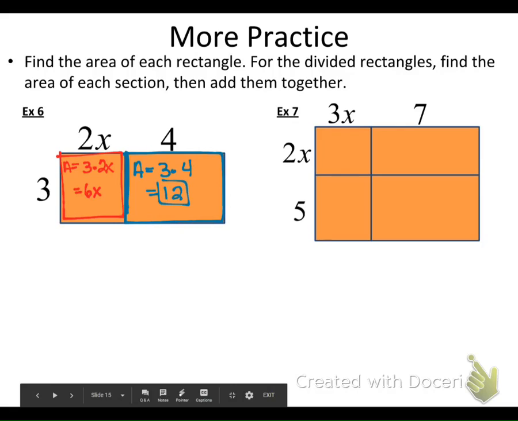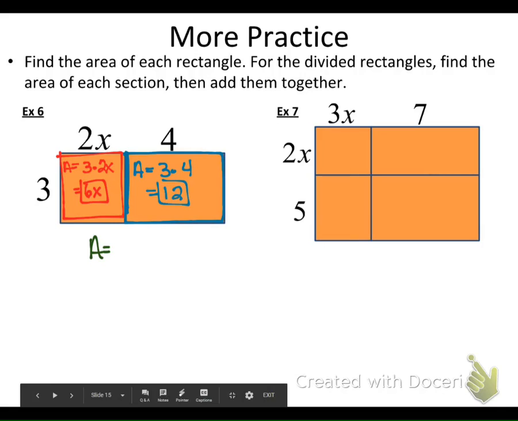Okay. Now, I'm going to drop down below here and put area equals. So now I need to combine my like terms. I need to add each of my areas. Can I take 6x and add it to 12? Yes. Can I take 6x plus 12? No, I can't.